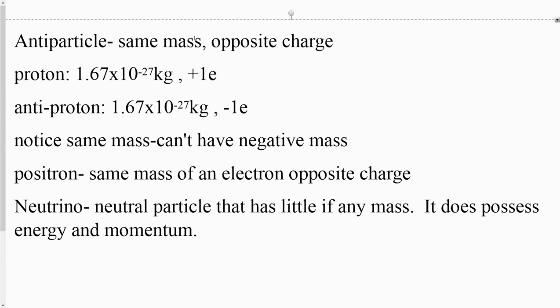So an antiparticle is the same mass but the opposite charge. Now I put an example down, but I'm not trying to trick you. A proton is 1.67 times 10 to the negative 27 kilograms, and that has a +1 elementary charge. So an antiproton is the same exact mass with a -1 elementary charge. So you notice how it has the same mass, can't have a negative mass. Don't get tricked. A positron is a fancy name for an anti-electron. It's the same mass as an electron, but the opposite charge. And then we have these particles, neutrinos. They're neutral particles that have little, if any, mass, but it does have energy and momentum.